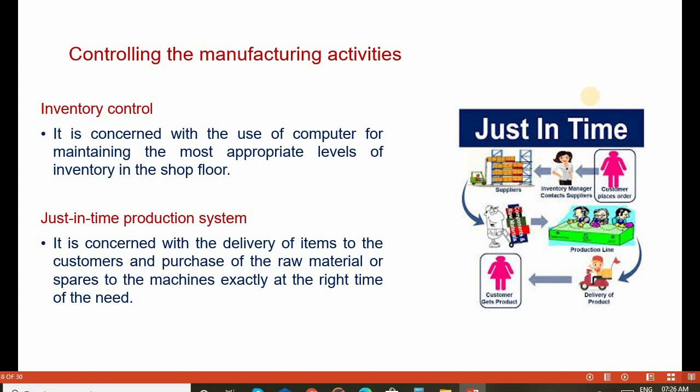Just-in-time production systems. It is concerned with the delivery of items to the customers and the purchase of raw materials or spares for the machines exactly at the right time of need, to avoid excess inventory, by using just-in-time production systems in the manufacturing system.